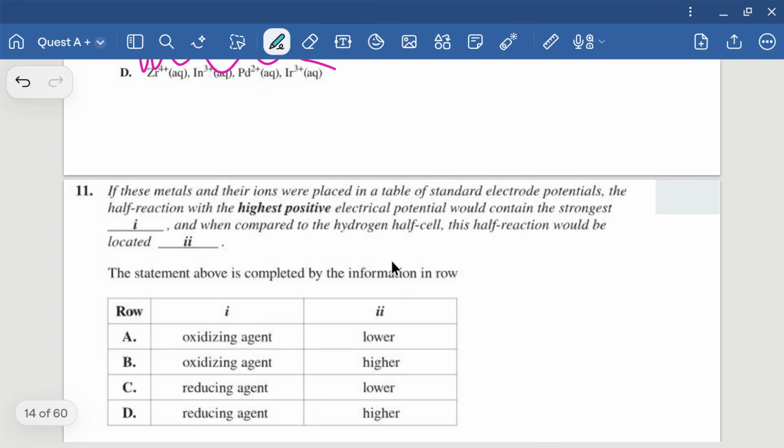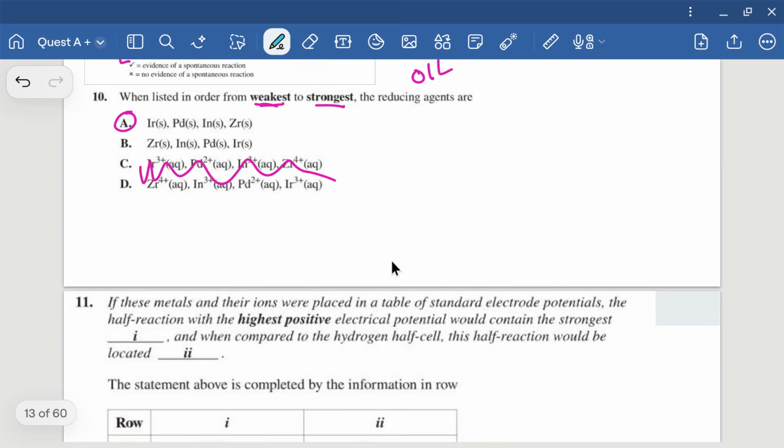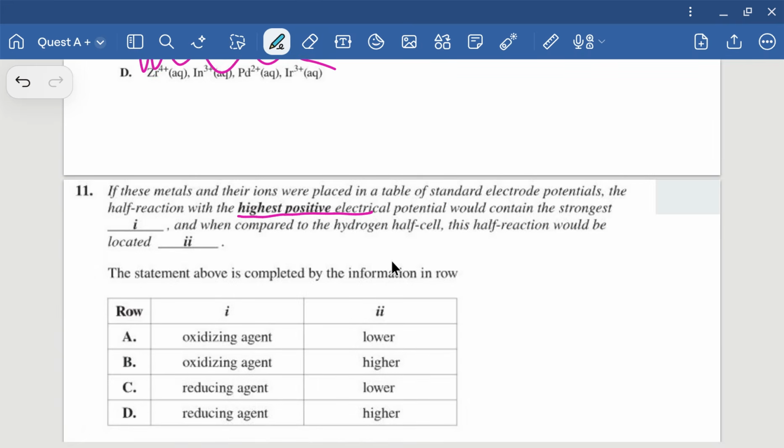So when we're looking at this, going back for a moment, if the metals are placed in the table, highest positive, you'd be the weakest reducing agent. So if you're the weakest reducing agent, you're the strongest oxidizing agent. And then compared to the hydrogen half cell, you would have a higher cell potential, because if you look at page 7, it goes strongest OA to weakest OA, and then strongest RA to weakest RA.